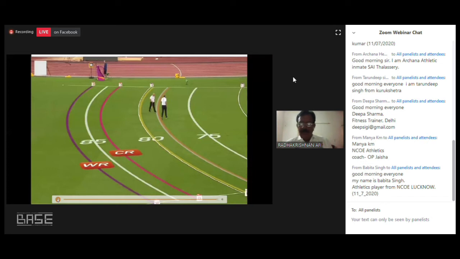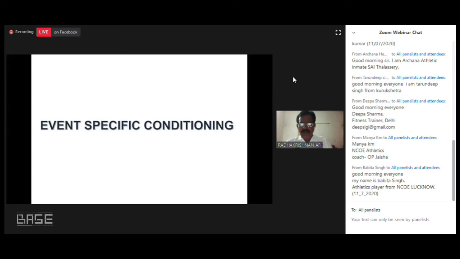That's all with the fundamentals of throws. And now I'm going to event specific conditioning. We all coaches know that when we are planning training, there is specificity. And we need to have event specific conditioning. I'm showing some videos of Shri Neeraj Chopra for the event specific conditioning and what are the things. For example, we don't need to train much endurance for throwing.